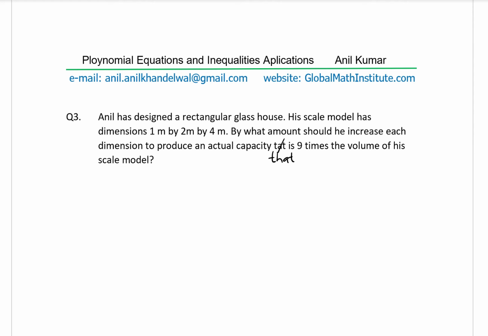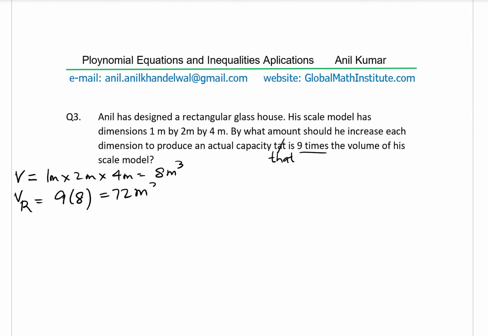So you can actually pause the video, answer this question. Volume at present is 1 meter by 2 meter by 4 meter, correct? So when you multiply, 2 times 4 is 8 meter cube. We want this volume, the required volume is 9 times 8. That is what it means when you say 9 times, correct? 9 times 8 gives you 72 meter cube. So that is your new volume. We are increasing by x, let us say. Let's say increase by x each side.